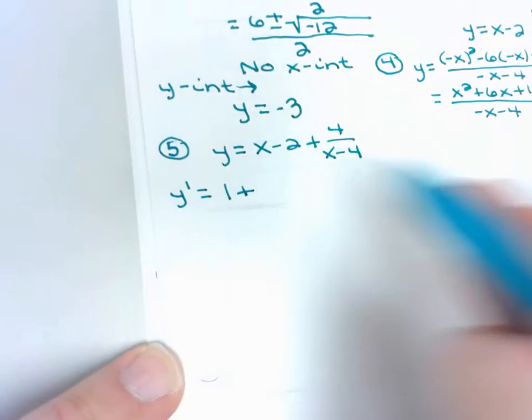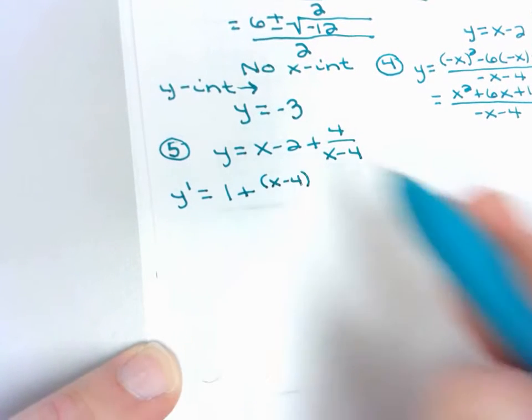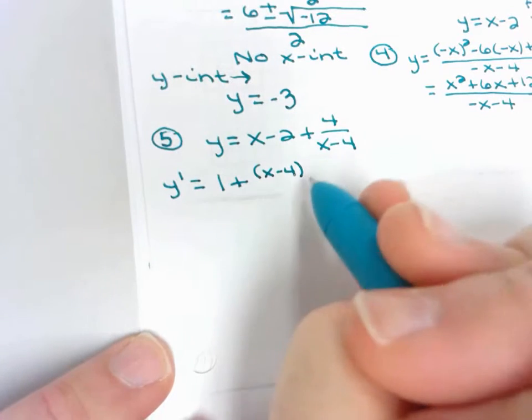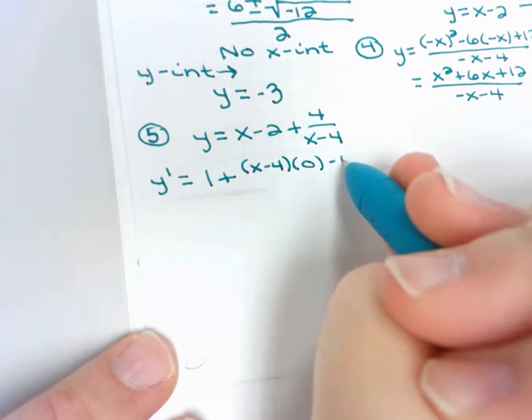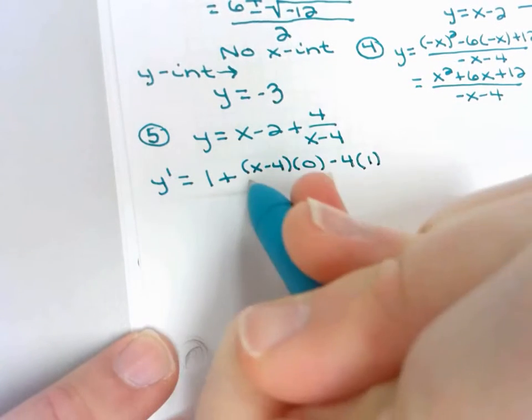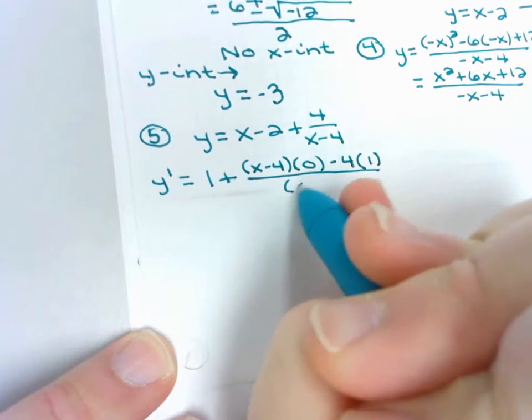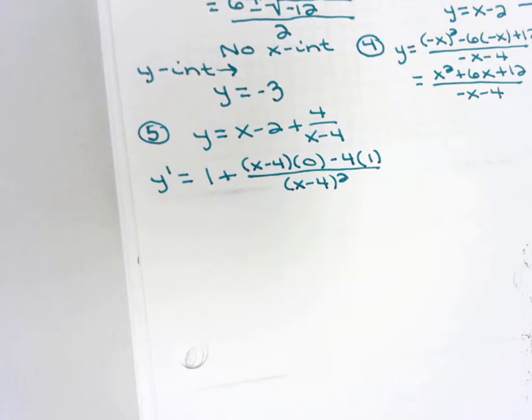So plus low d high, which is 0. So that takes out that whole chunk. Minus high d low, which is just 1, all over x minus 4 squared. So it's kind of a shortcut if you use your quotient from the long division, which is literally the same function, just actually divided out. Makes it a little easier.